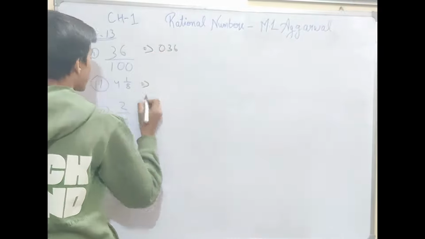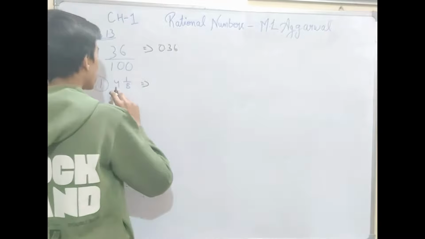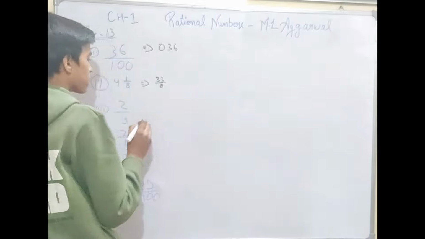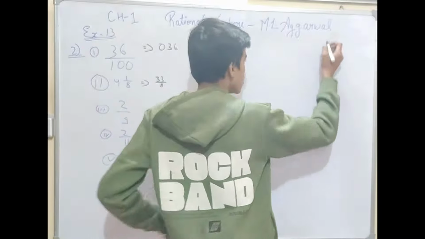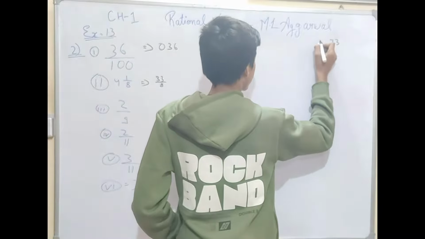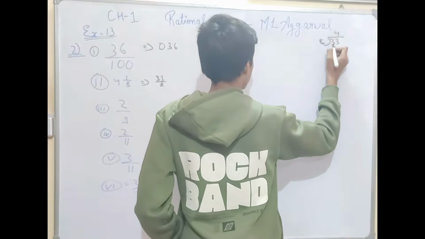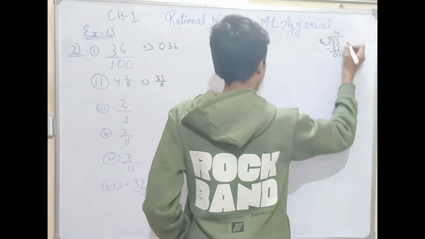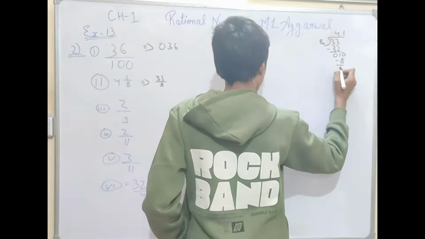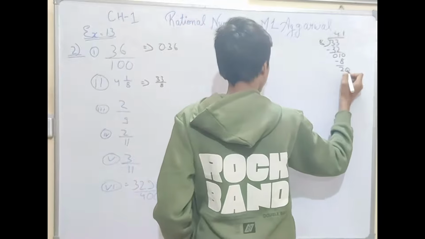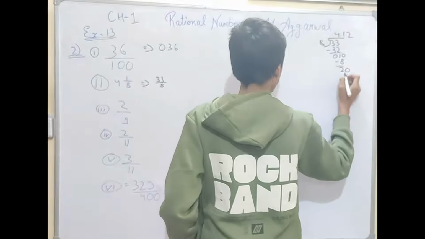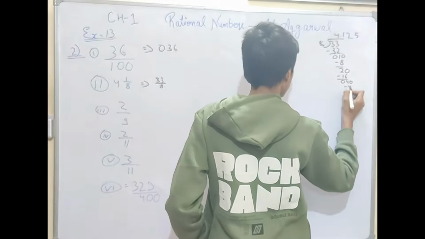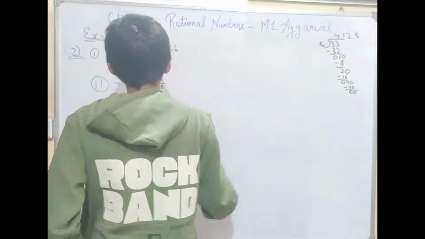0.36. And the next is 4 and 1 by 8, so we need to divide it. 4 8s are 32 plus 1, 33 upon 8. So I need to do it here: 33 divided by 8. 8 4s are 32. Subtract, remainder 1, then 10, 10 minus 8, remainder 2. As it is decimal, it will be 20, 2 8s are 16, remainder 4, then 40, 5 8s are 40, minus 40, it's over. So it is 4.125.